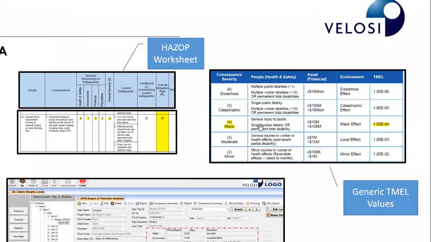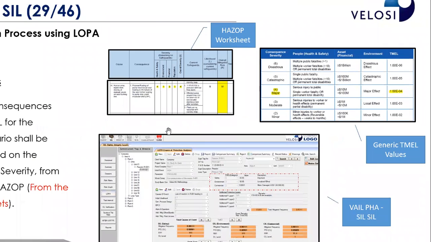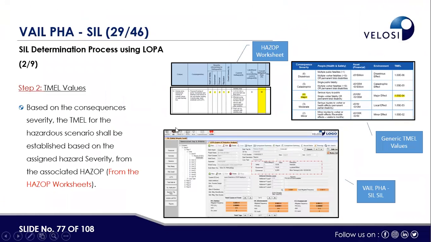So after the identification of a SIF, we have to set our target based on the consequence severity. Once the target has been set, we have to move towards step number 3. So step number 2, TMEL values. Based on the consequence severity, the TMEL for the hazardous scenario shall be established based on the assigned hazard severity from the associated HAZOP worksheet. So this is step number 2.